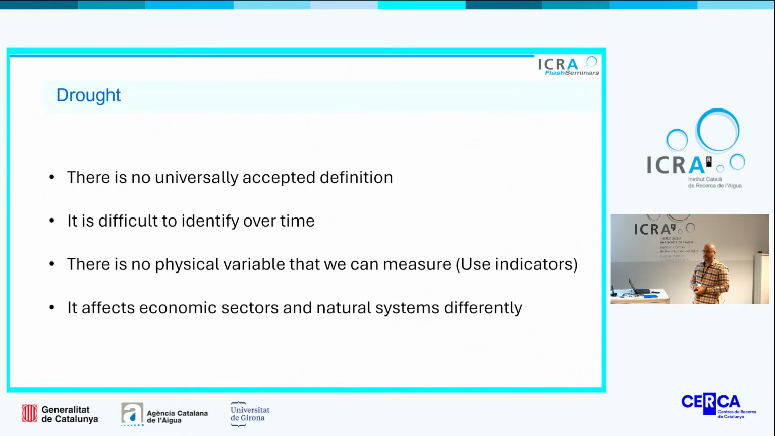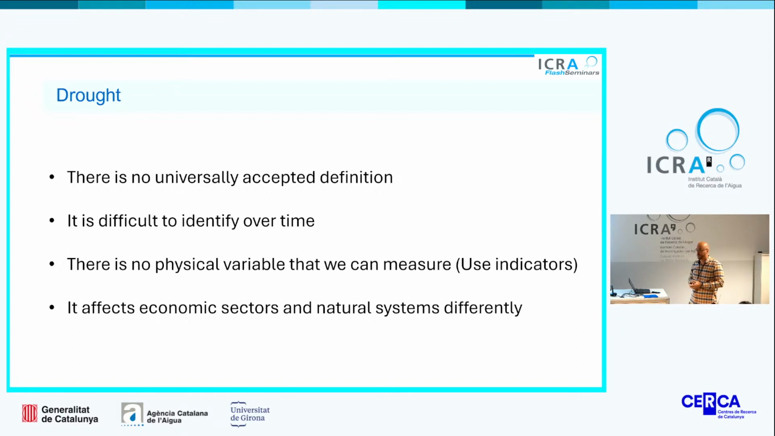So why is drought so complex? There is no universally accepted definition. This is because what counts as a drought depends where you are and what you do. For example, a farmer might call a drought after 3 or 4 weeks with no rain, while a reservoir manager might not feel the impacts for 4 to 5 months. It's very difficult to identify over time. This is because a drought acts very slowly and invisibly, and sometimes we might not realize that it's happening until the impacts are already felt.